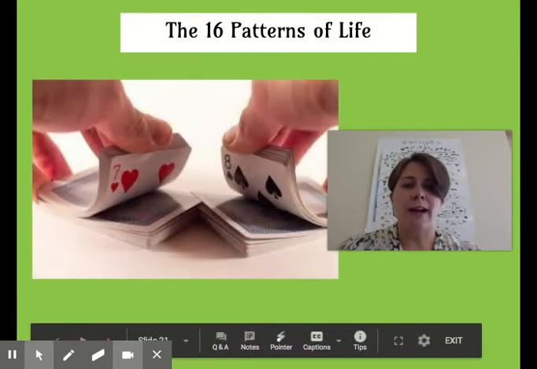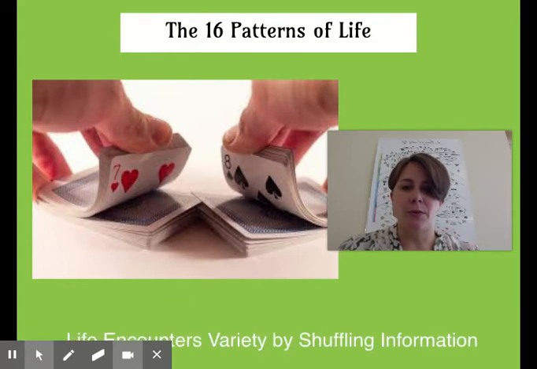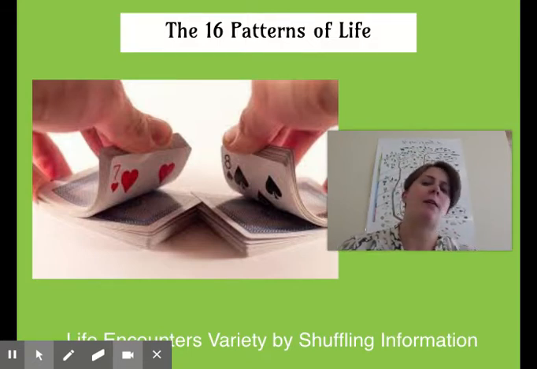Life encounters variety by shuffling information. So cells exchanging information is the earliest form of reproduction. Over time, reproduction allowed for the exchange of larger pieces of information, an elaborate form of information reshuffling. To illustrate how complex this can be, when shuffled together, two decks of 52 cards have 2.5 times 10 to the 29th power, so that's 25 and 28 zeros following, that many possible outcomes.